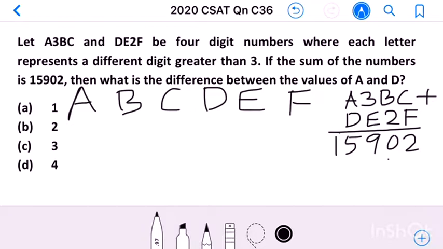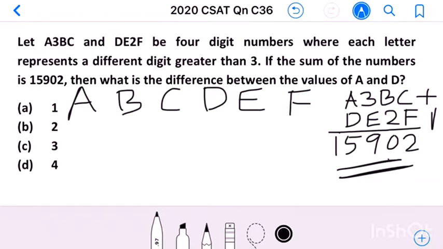So here there are two 4-digit numbers, A3BC and DE2F. Their sum is equal to 15902. Then it is given that A, B, C, D, E, F, all these are single digit numbers greater than 3. Now let us see here.